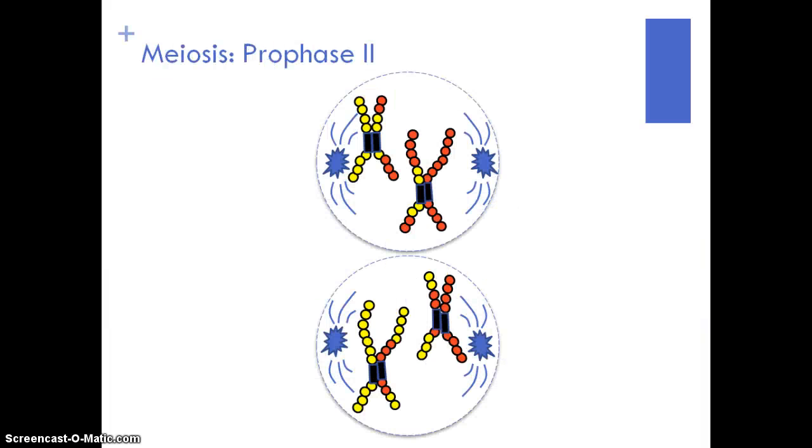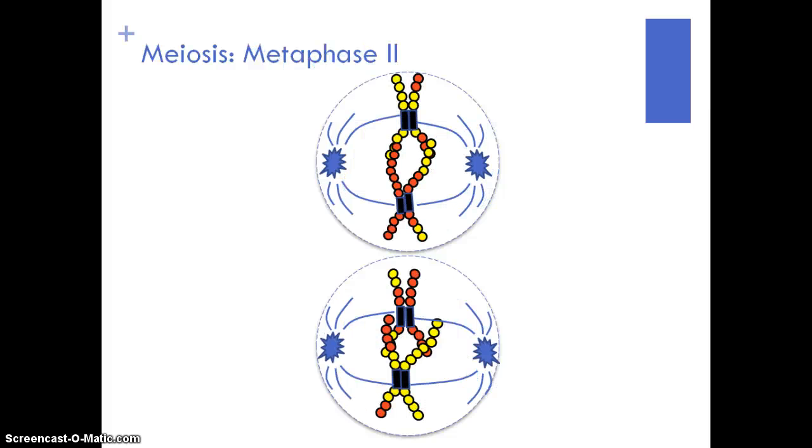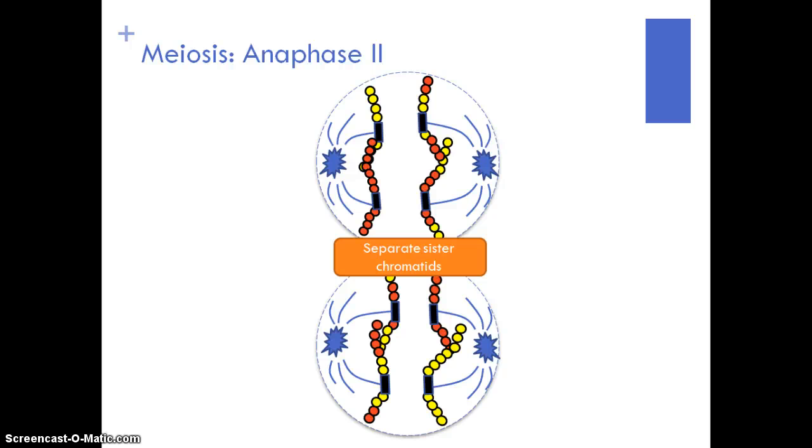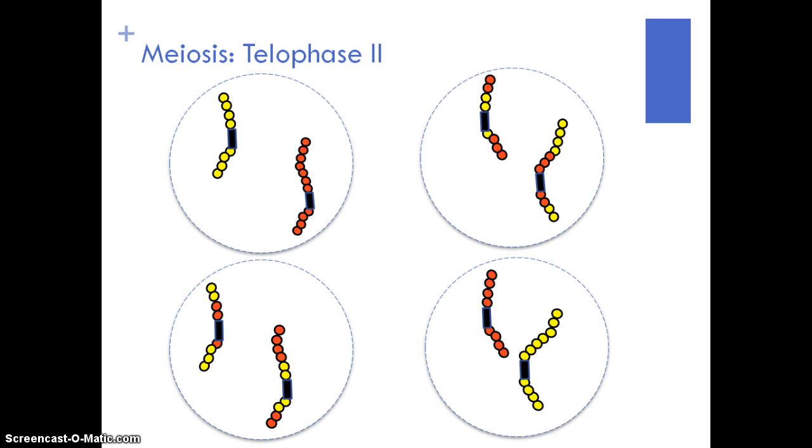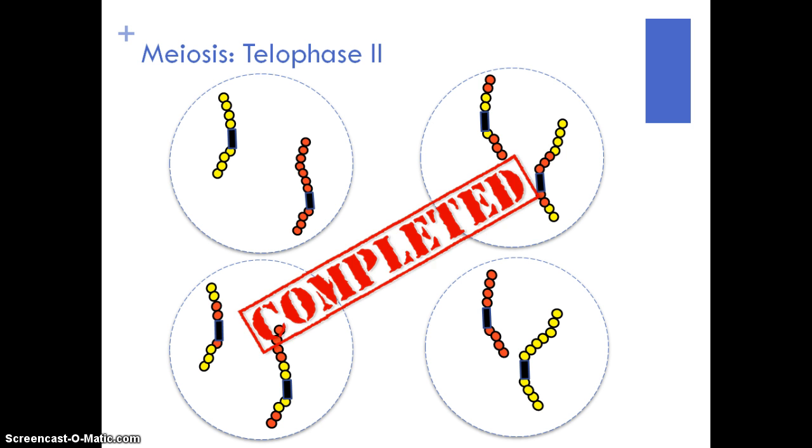So here's prophase 2, where the chromosomes are getting organized. During metaphase 2, the chromosomes line up along that metaphase plate in the middle of the cell. During anaphase, here is where we actually separate those sister chromatids, so they get split apart, broken in half, and move towards opposite ends of the cell. In telophase and cytokinesis, our cells are going to split and form 4 cells, each with one set of each chromosome. So now this process is complete.